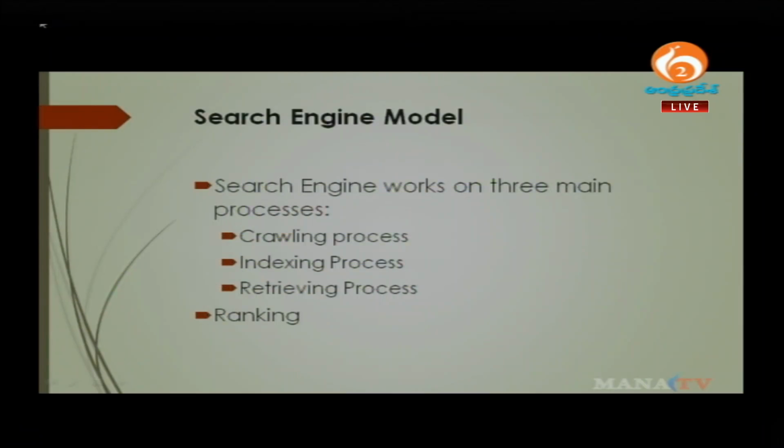And a few more things about search engine indexing we will be seeing now. So this is the search engine model. Search engine works on three main processes: crawling process, indexing process, retrieving process. These are the things which we have seen yesterday, and the ranking process also will be there, we will see. So the crawling process we have gone through, and the indexing process we have started. So today we are going to finish indexing and the retrieving process.